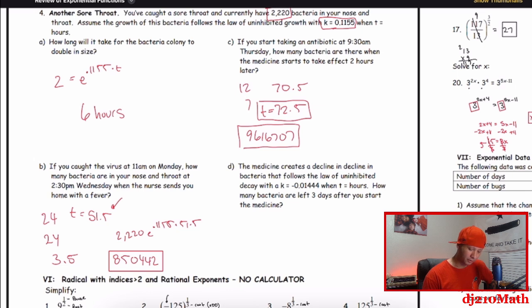So I took the medicine at 9:30, 10:30, 11:30. That's when it started to take effect. How many bacteria are left 3 days after you start the medicine? So 3 days is 72 hours, right? 24 times 3, 24, 48, 72. So if I use the number that we started with, 9,616,707 e to the negative 0.01444 times 72.